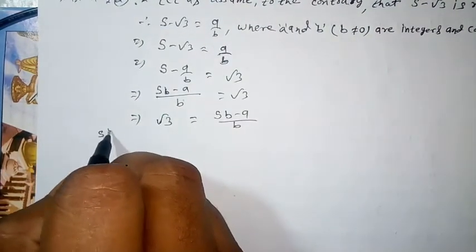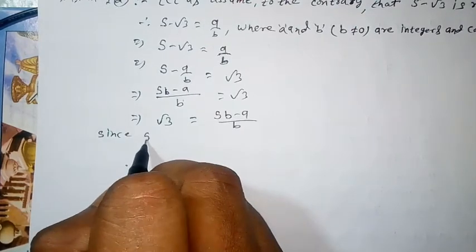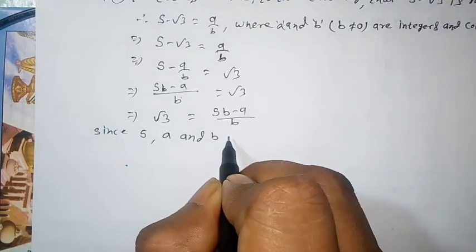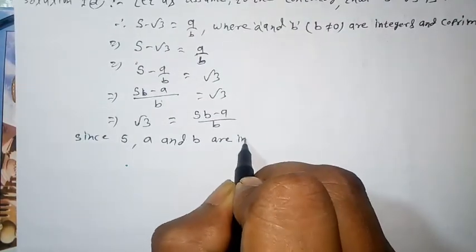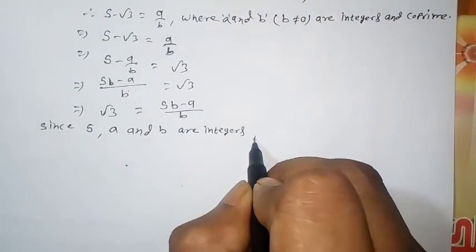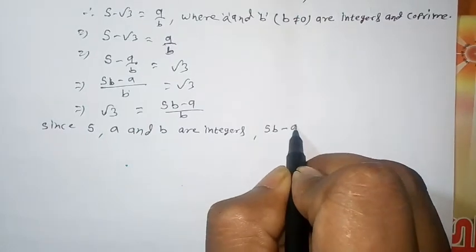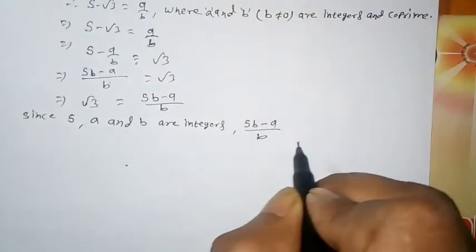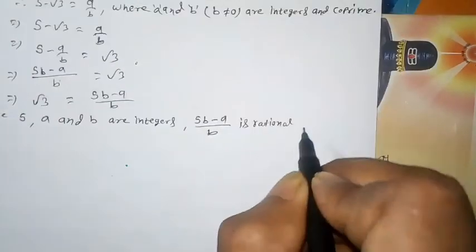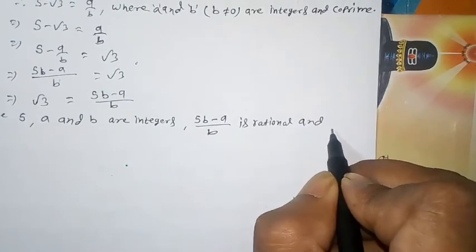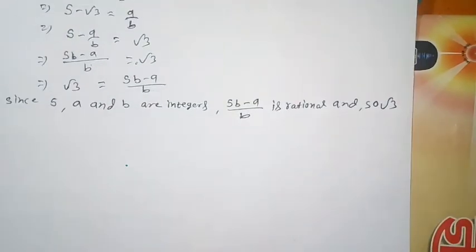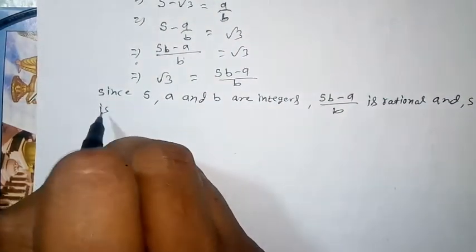Since 5, a and b are integers, then (5b minus a) by b is rational, and so root 3 is rational.